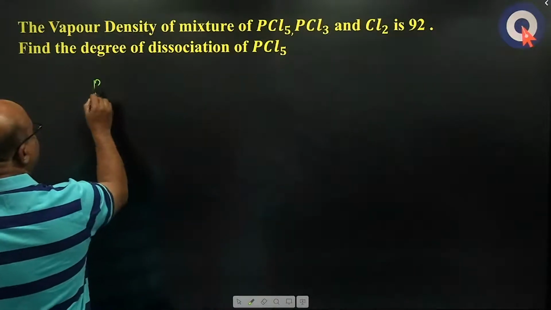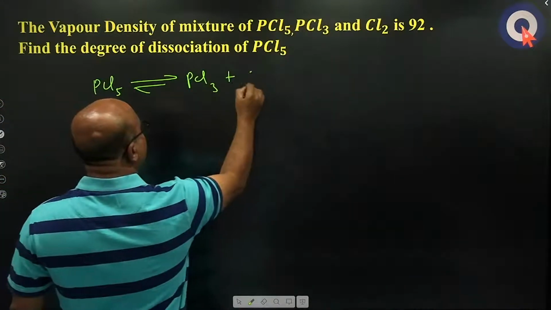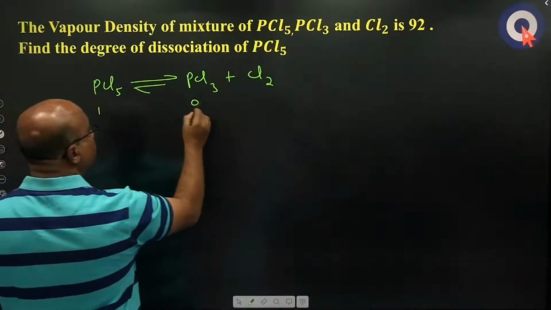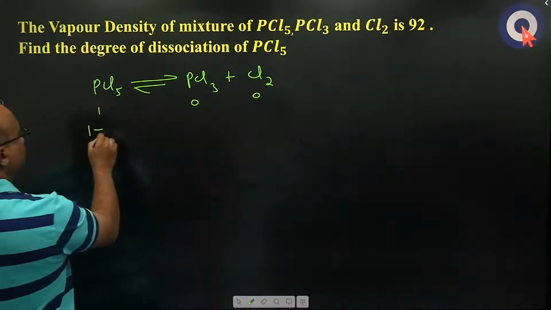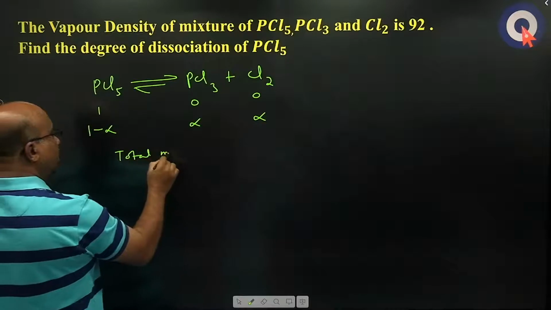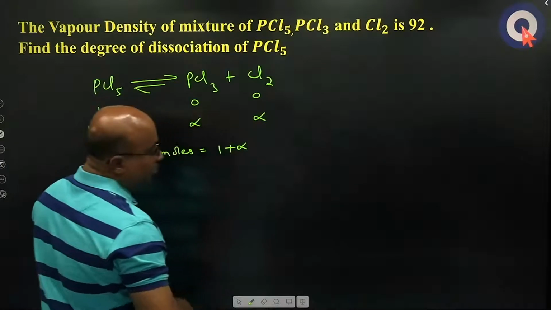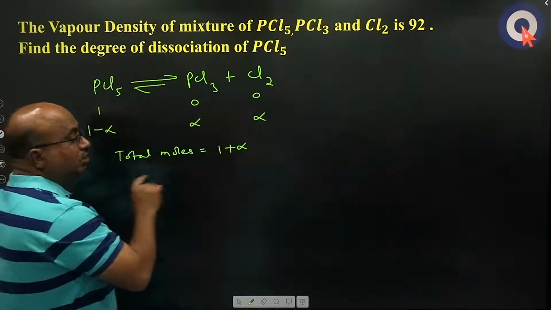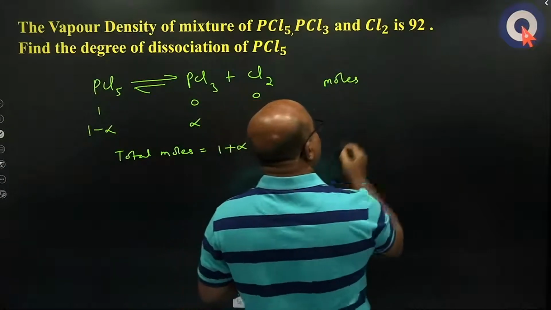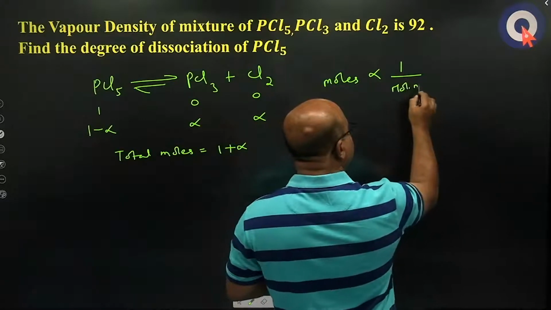Same like PCl5, which is in equilibrium with, suppose, PCl3 plus Cl2. Same way, this is 1, this is 0, this is 0, this is 1 minus alpha, this is alpha and alpha. So total moles at equilibrium is again same like this also. What you get is 1 plus alpha. But what we say with relation to this is moles. Moles are always proportional to 1 by molecular mass.